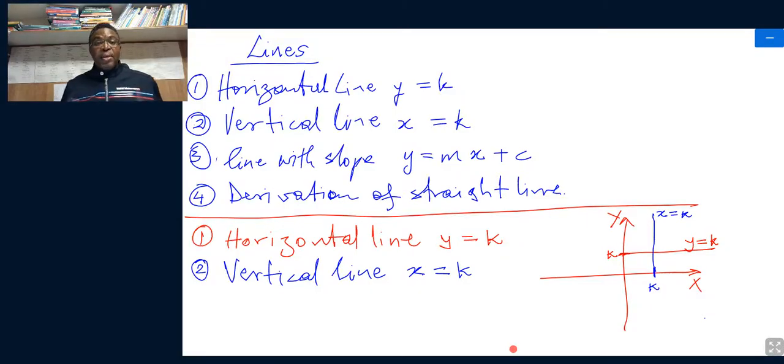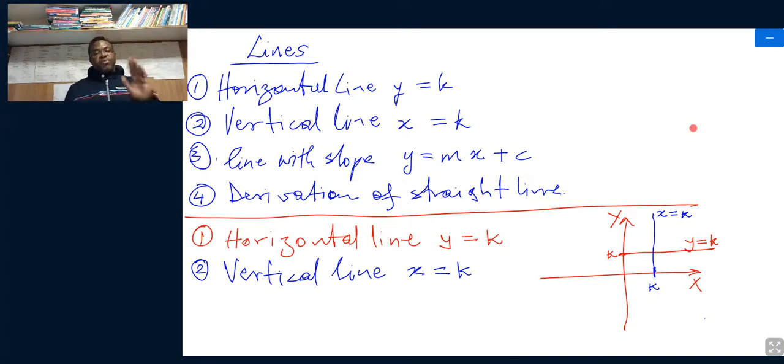Guys, my name is JJ Khoza. We are doing lines. I'm going to talk about lines, nothing else, just lines in analytical geometry. So when we talk about lines, it means I'm going to show you different types of lines. Okay? Different types of lines.